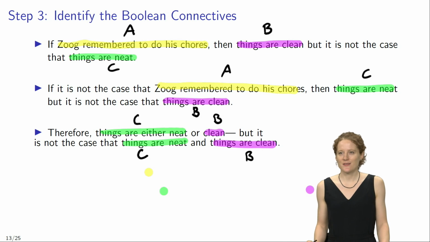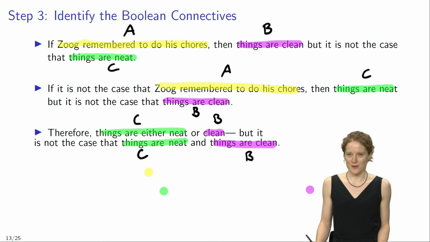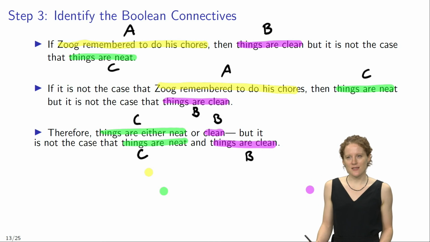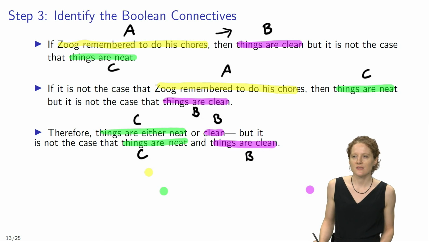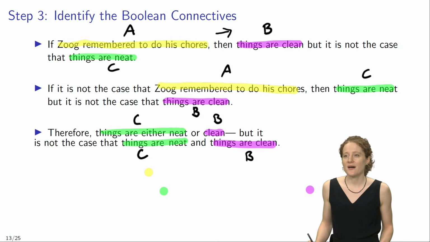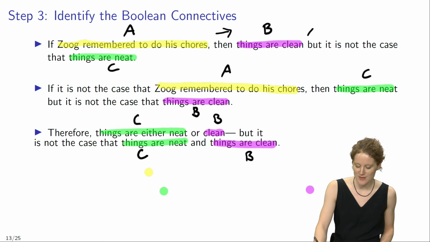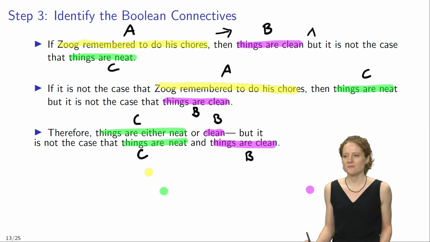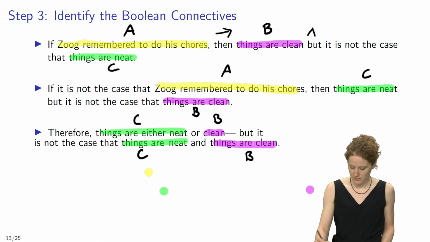In the next step, we are going to identify the relevant Boolean connectives. Let's start with the first premise. I see the words if, then. If Zug remembered to do his chores, then something else. And that's a conditional, which I'm going to represent by means of this arrow. And then the sentence goes on, but it is not the case that. And I know that but can be represented by means of the conjunction sign. And it is not the case that, of course, is a negation, which I'm going to represent by means of the negation sign.